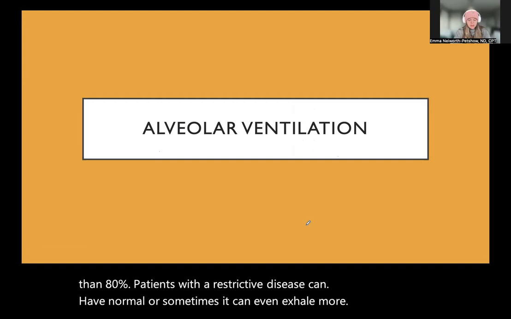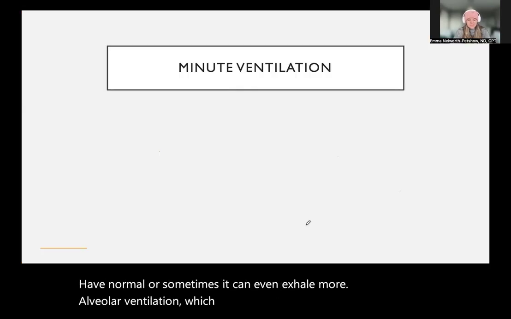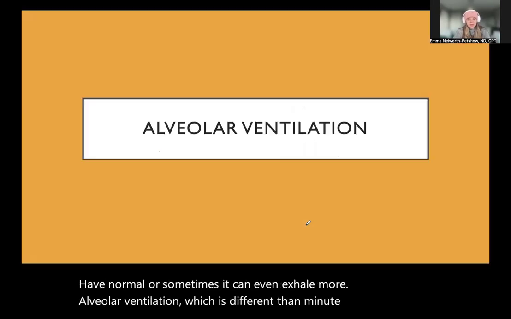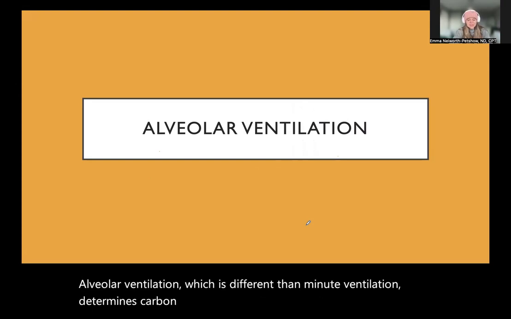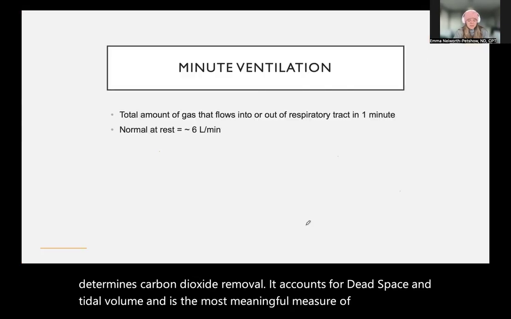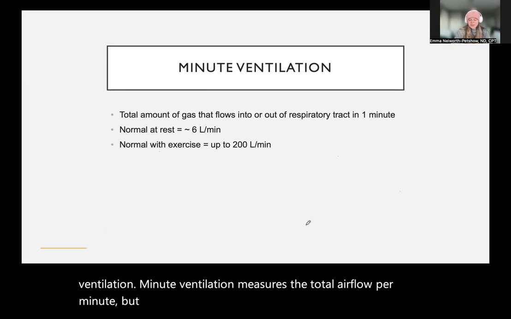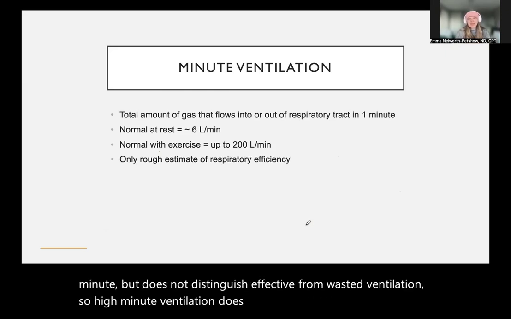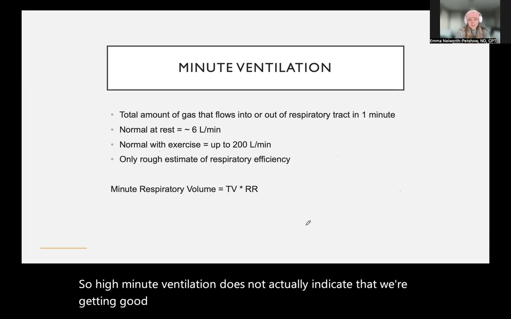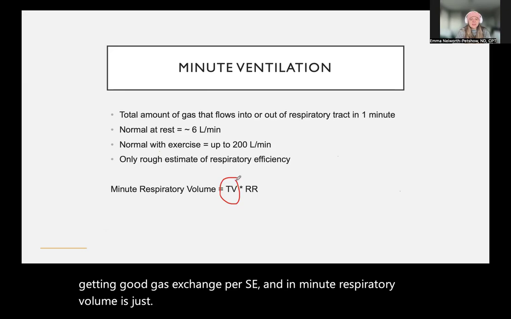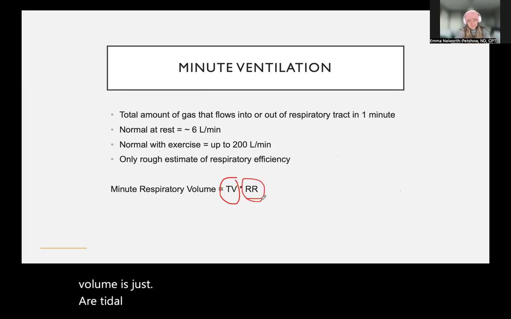Alveolar ventilation, which is different than minute ventilation, determines carbon dioxide removal. It accounts for dead space and tidal volume and is the most meaningful measure of effective ventilation. Minute ventilation measures the total airflow per minute, but does not distinguish effective from wasted ventilation. So high minute ventilation does not actually indicate that we're getting good gas exchange per se. And minute respiratory volume is just our tidal volume times our respiratory rate.